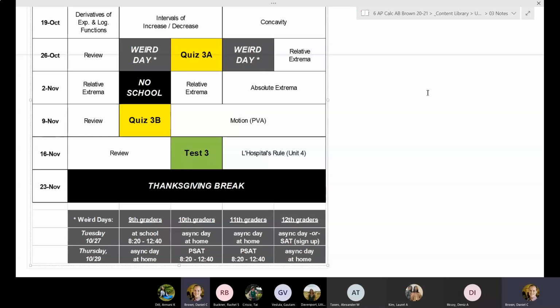Looking at this unit, there are going to be 2 quizzes in it. The first quiz is actually next week on Wednesday. The second quiz is a little bit later. And then your test is going to be that Wednesday before Thanksgiving break. So that's kind of the calendar.